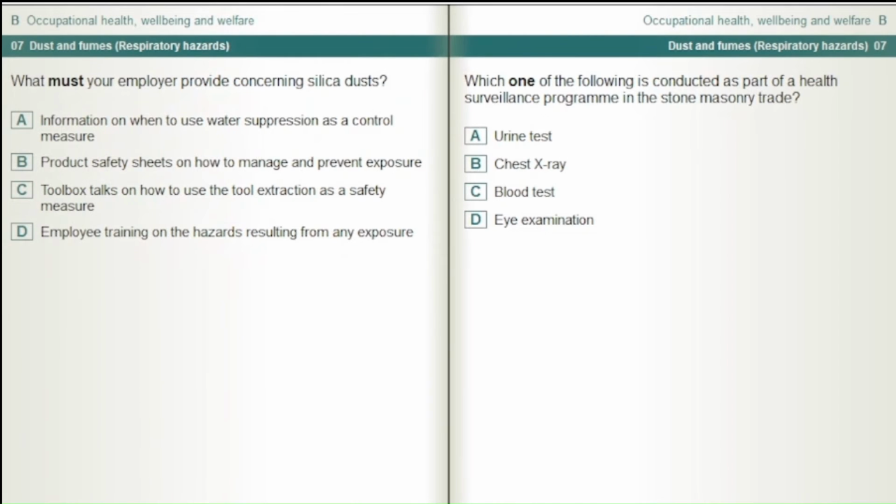What must your employer provide concerning silica dusts? Information on when to use water suppression as a control measure. Product safety sheets on how to manage and prevent exposure. Toolbox talks on how to use the tool extraction as a safety measure. Employee training on the hazards resulting from any exposure.